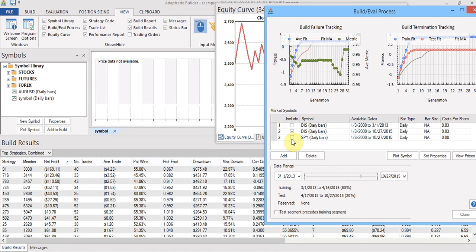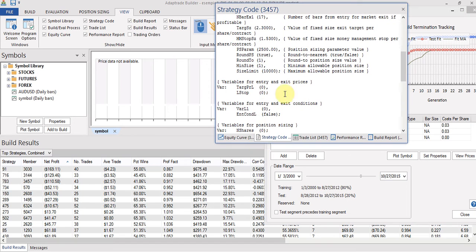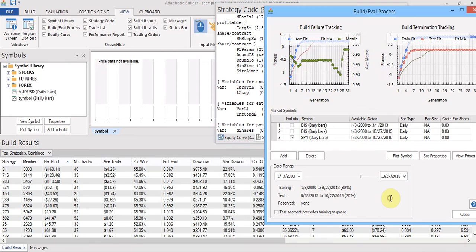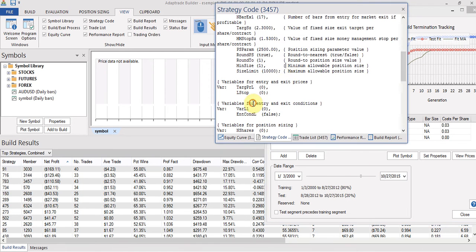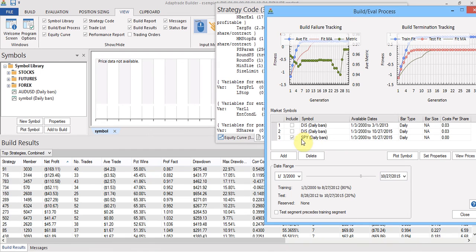I also want to know, if I give the code that has been created, what happens if I ask, okay, this code has been produced for Walt Disney. I want to know what happens if the same code is working over another symbol such as SPY. That's also an interesting test.